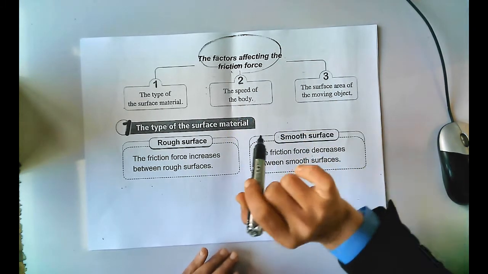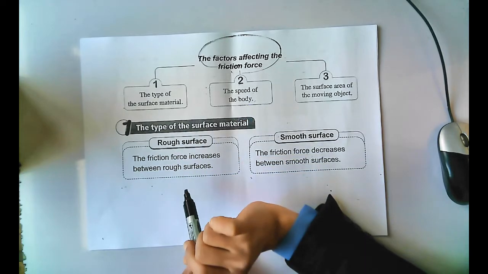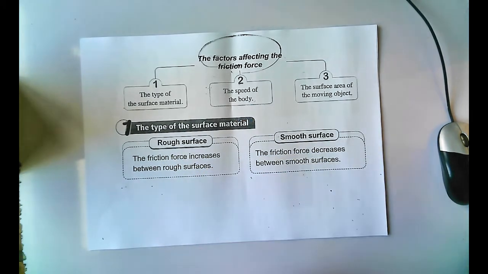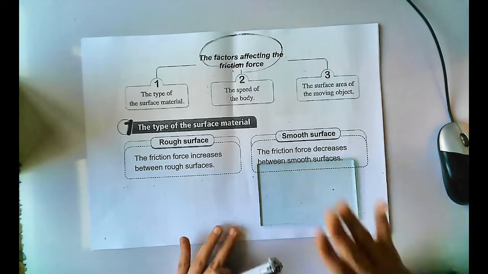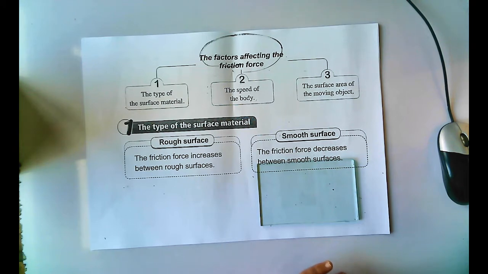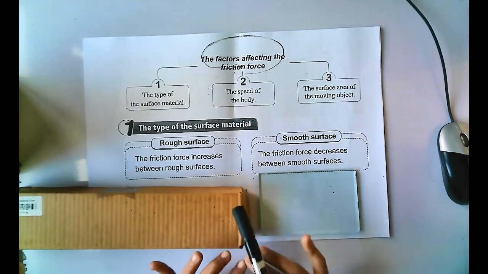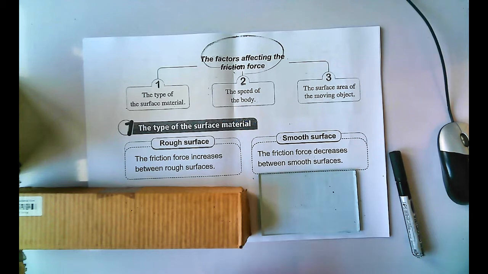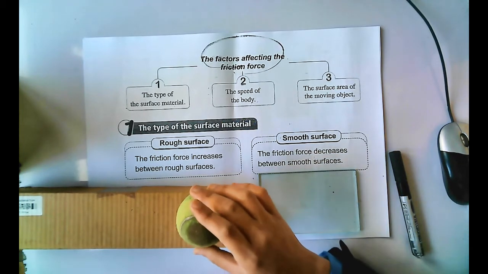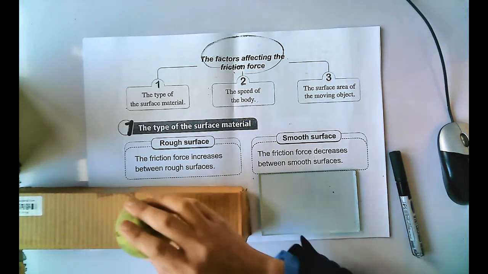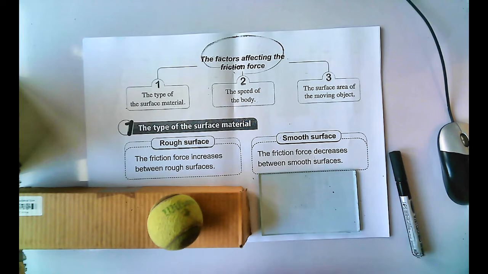Now we're going to take the surface material, or the type of the surface material. We have rough surface and smooth surface. Here we have smooth surface, and now we have rough surface. What's the difference between the smooth surface and rough surface according to the friction force? For the rough surface, if you have a ball and try to move it, it will move for a while, then stop quickly.